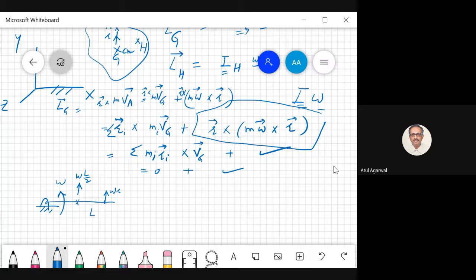Now, let's call it point G. So instead of L, we call it length b, because L we are using for angular momentum. This becomes omega b by 2.